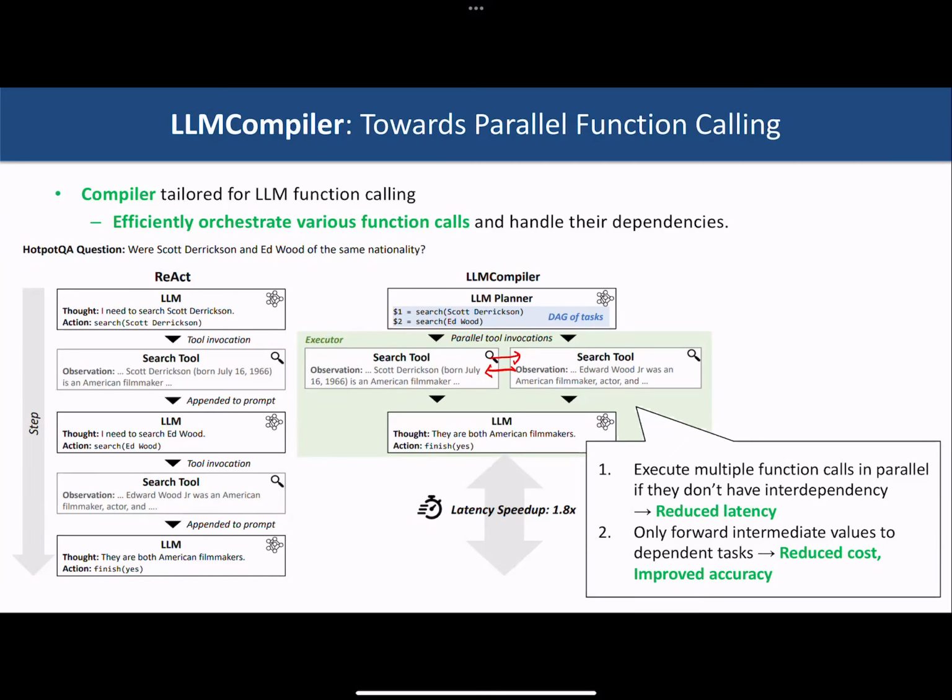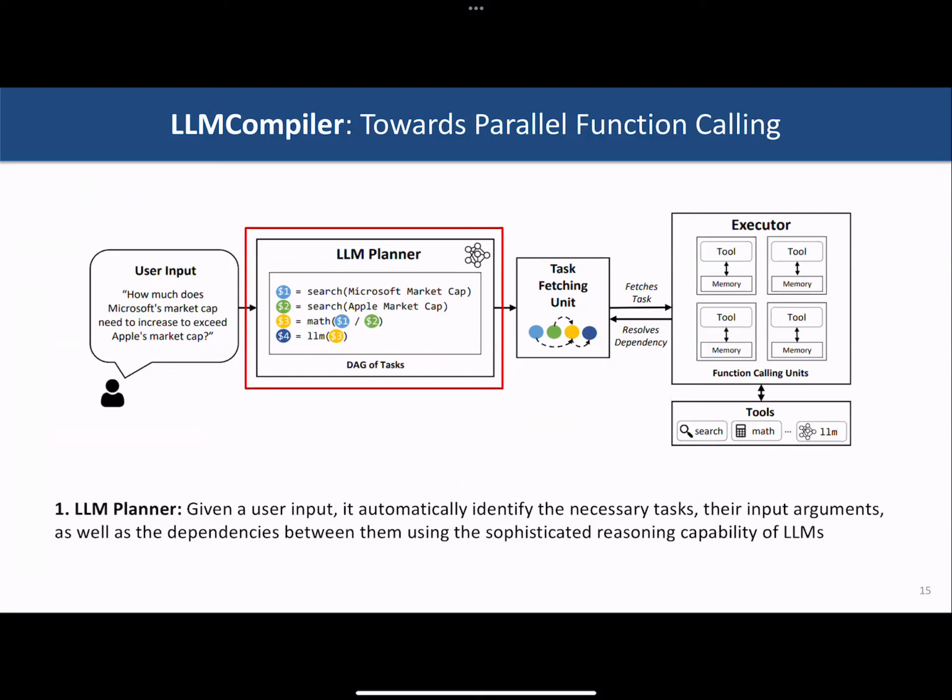So going more into the system design of LLM compiler, this is the system diagram, which has 3 different components: LLM planner, task fetching unit, and the executor. And LLM planner is the essential part within our LLM compiler, and it faces the user input directly, and it uses the sophisticated reasoning capability of large language models to understand the user input and then decompose it into multiple actionable tasks along with their arguments and their dependency patterns.